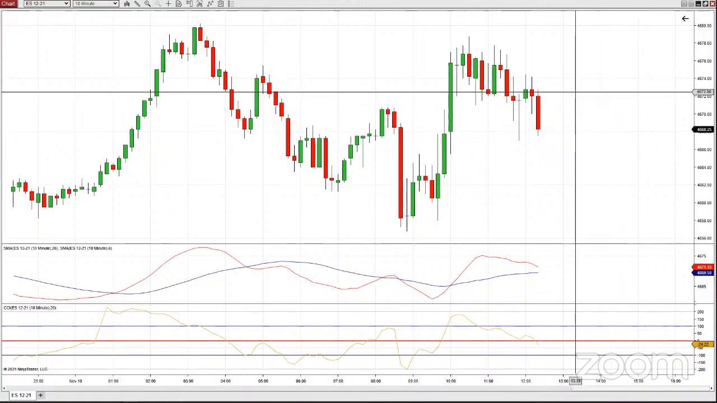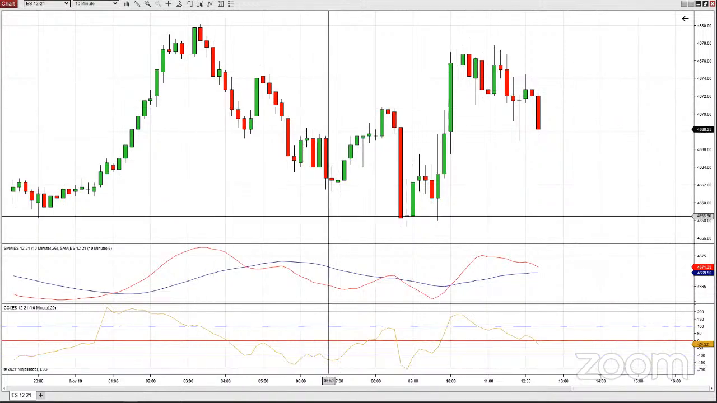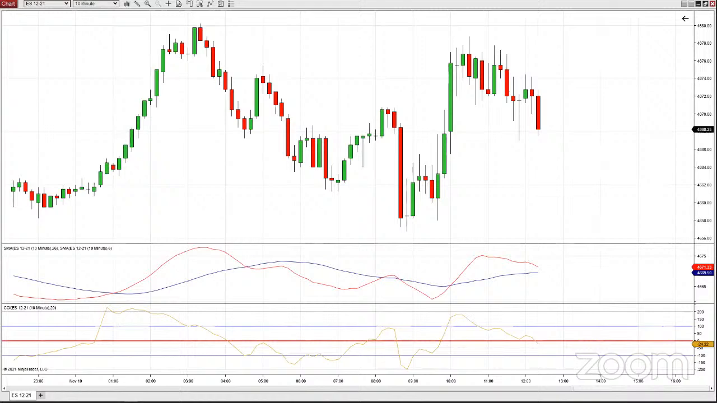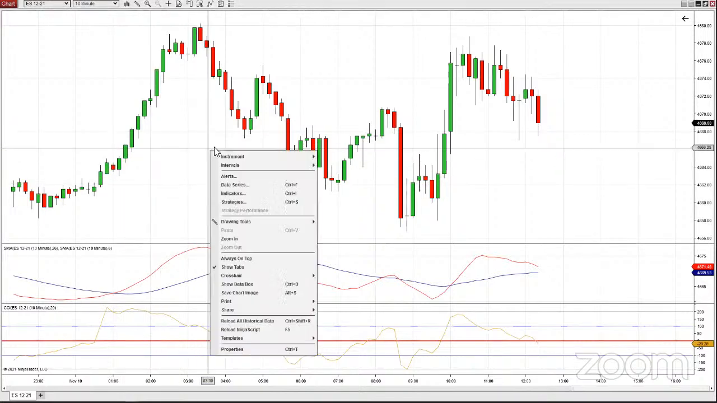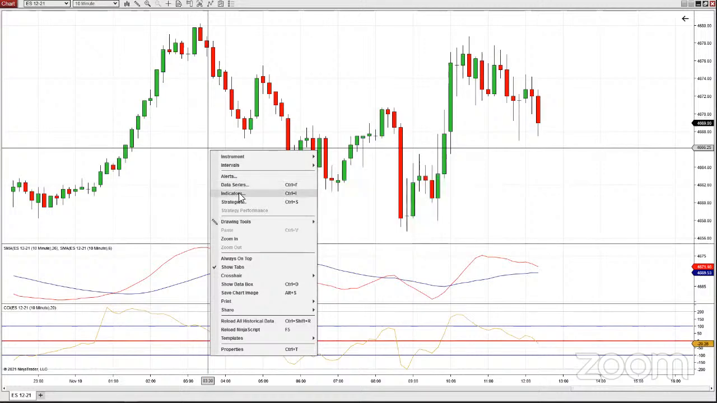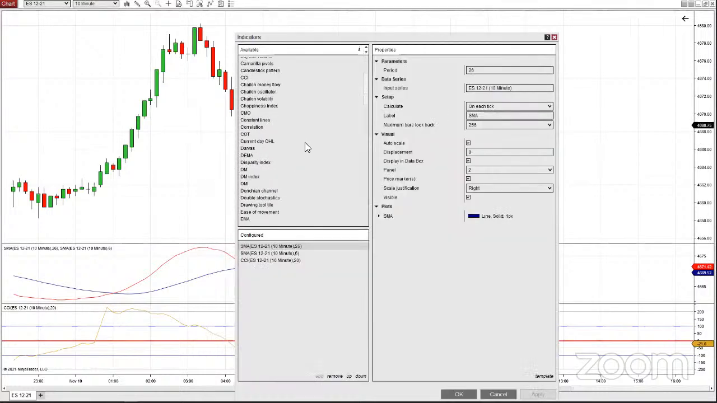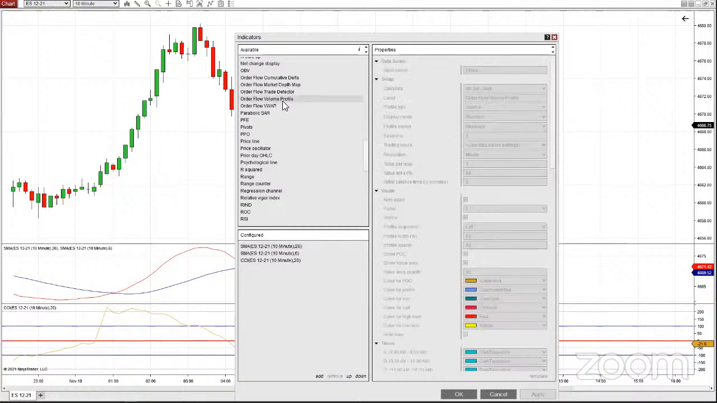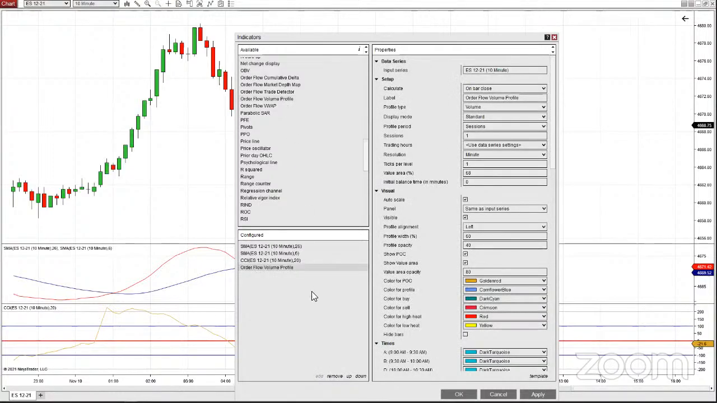Number 3 is really where the rubber meets the road in futures trading, because you can't really get number 3 anywhere else that's meaningful, and it's called volume profile. I'm going to right click and add my indicators again, and I'm going to look for something called order flow volume profile. There it is, order flow volume profile. Double click on it. I'm going to add it to my configuration.